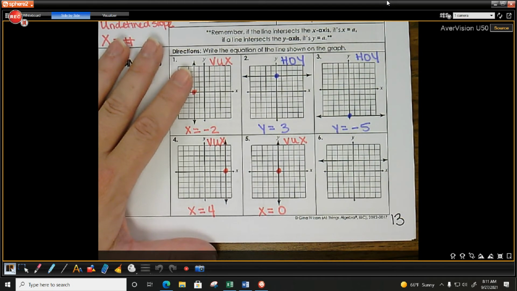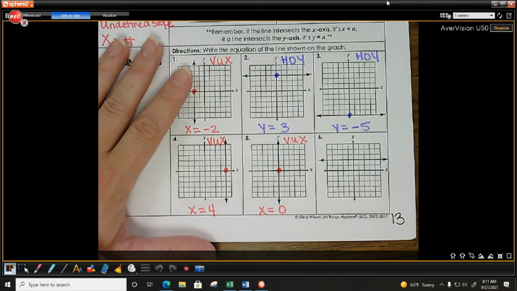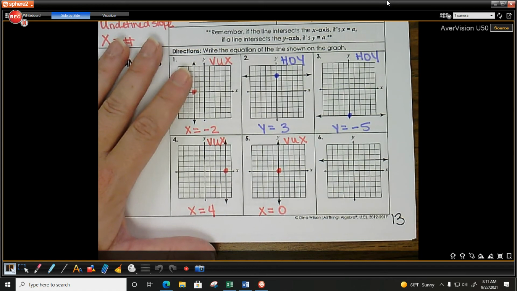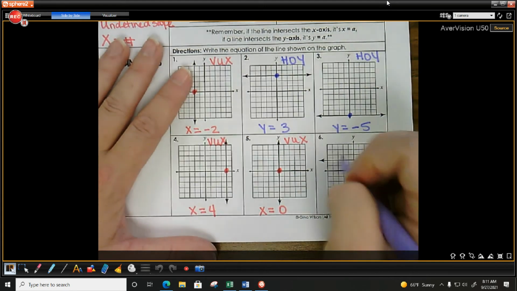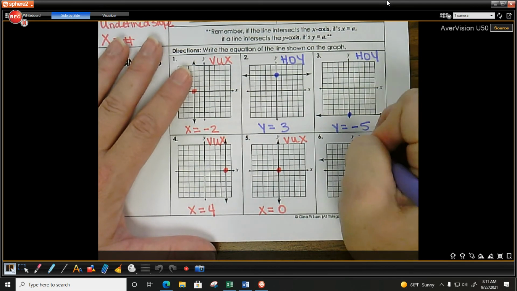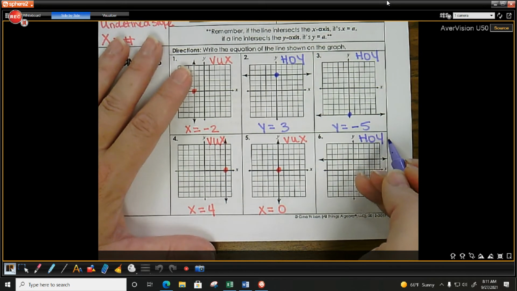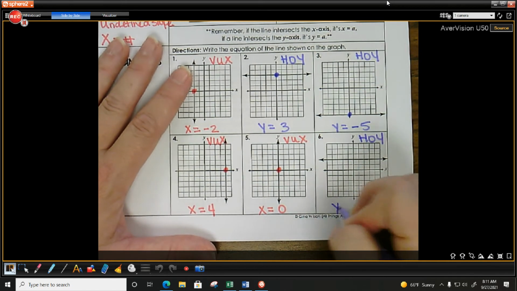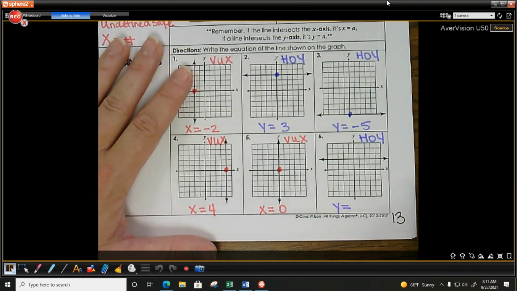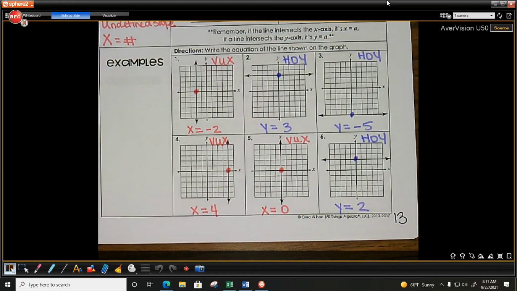Guys, do what I'm doing by writing hoy and vux every time, whether it's a vertical line or a horizontal line. It will help you. Okay? This is a horizontal line, so it's a hoy. Horizontal lines have a zero slope and are written as y equals. So y equals. Where does it hit the y-axis? At 2. Done. Good?